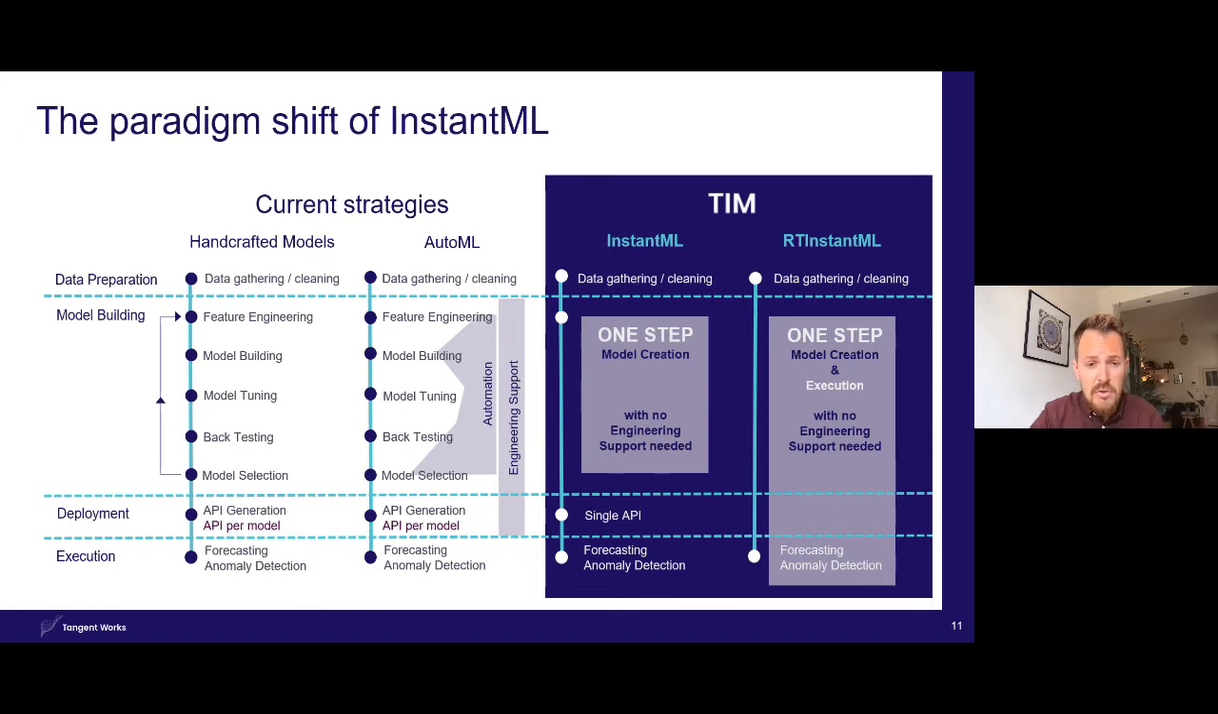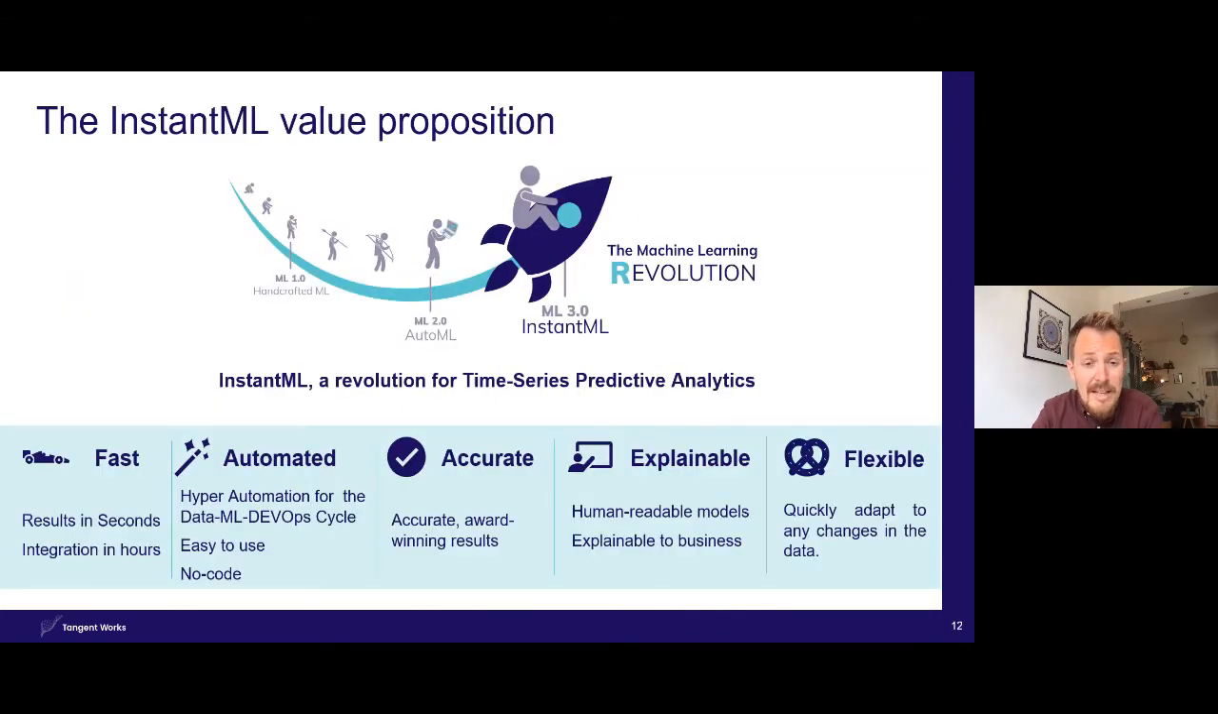So how does that differentiate? On the next slide, what are our key strengths, let's say? We call this the instant machine learning revolution. In the beginning, we also called ourselves AutoML. But then we were helped by analysts who said, basically TIM is doing something completely different. Your approach to data is completely different, and the result as well. And that's why we started calling ourselves Instant Machine Learning, and we hope you want to join us in the Instant ML revolution. And there's good reasons why you should.